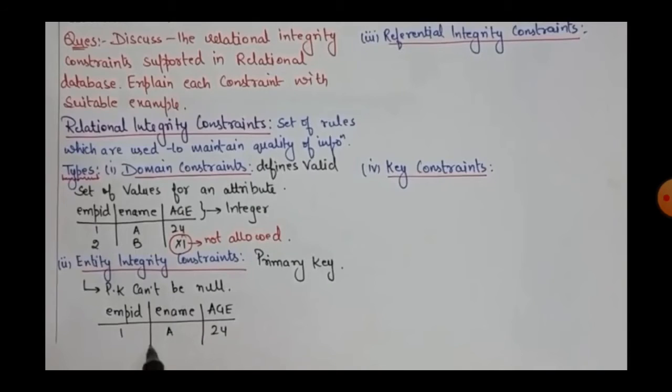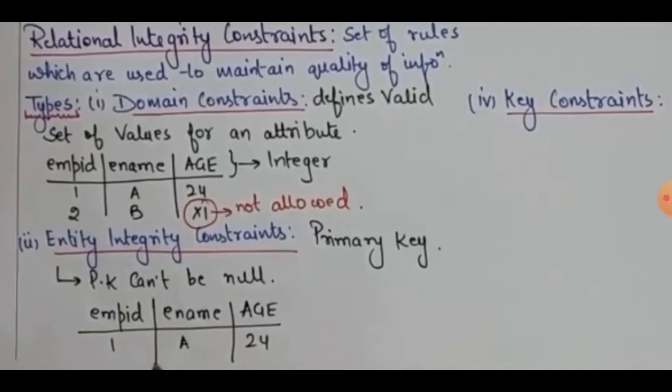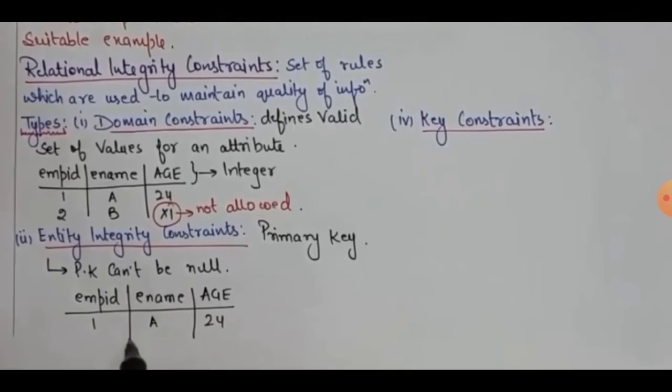The next one is the entity integrity constraint, which belongs to the primary key. We apply the primary key features inside this entity integrity constraint. For example, if we have applied the primary key on the employee ID, we need to input at least some value in that column, because if we don't, it will give an error. The features of a primary key are that it should not be null and it should be unique. The data inside the primary key should be unique, and we cannot make it null.